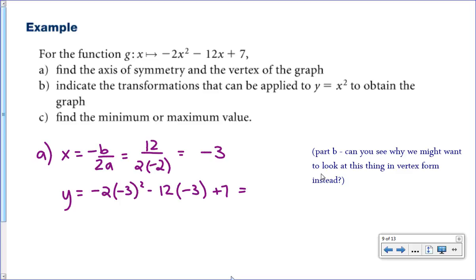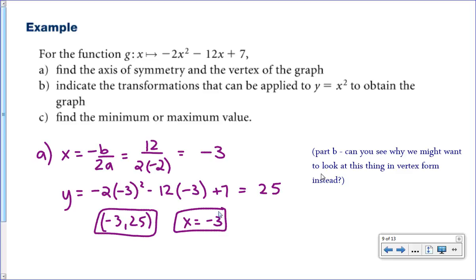And then we'll simplify to find y. We've got positive 9 times negative 2 is negative 18 plus 36, 18 plus 7 is 25. So now we have our vertex at negative 3, 25. Vertex is a point. And then we have the axis of symmetry located at just the x coordinate of that point, written as an equation. So there's our vertex and axis of symmetry. And this actually gives us all the information we're going to need for the rest of the problem.